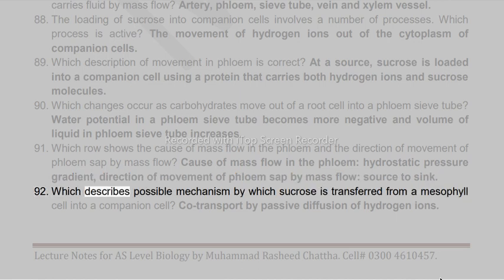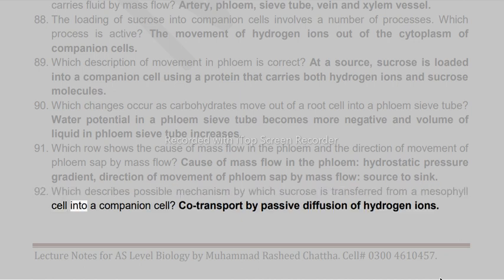92. Which describes a possible mechanism by which sucrose is transferred from a mesophyll cell into a companion cell? Cotransport by passive diffusion of hydrogen ions.